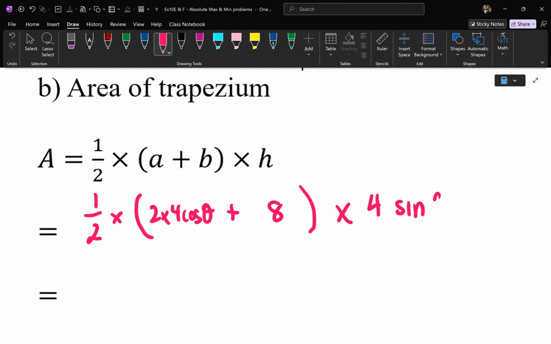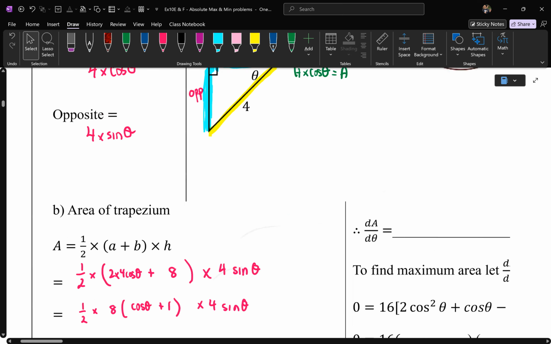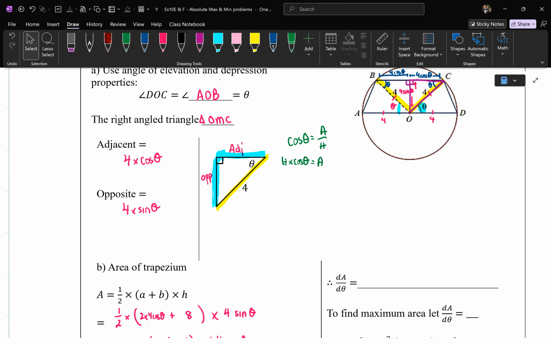times 4 sine theta. If you put it together, you can see 4 times 4 is 8, but 8 and 8, you can take out 8 as a common factor. So you get half times 8 common factor, and that gives you cos theta plus 1 times 4 sine. The 8 is length of the bottom, so A is double that plus that. So that's my B times my height.